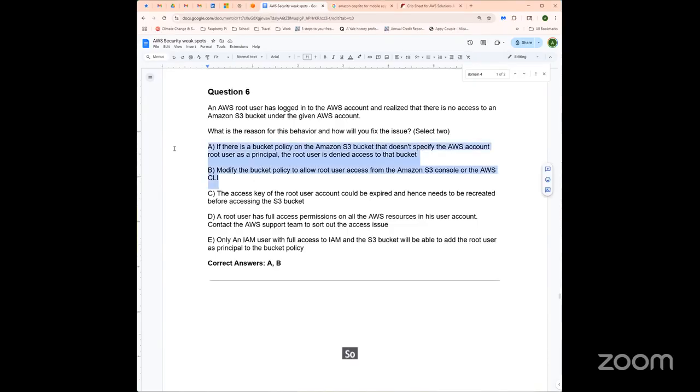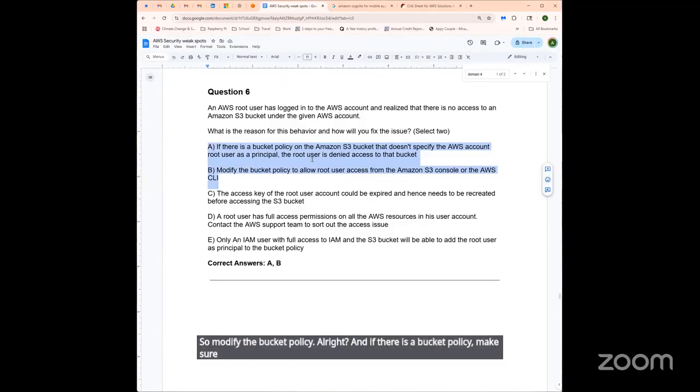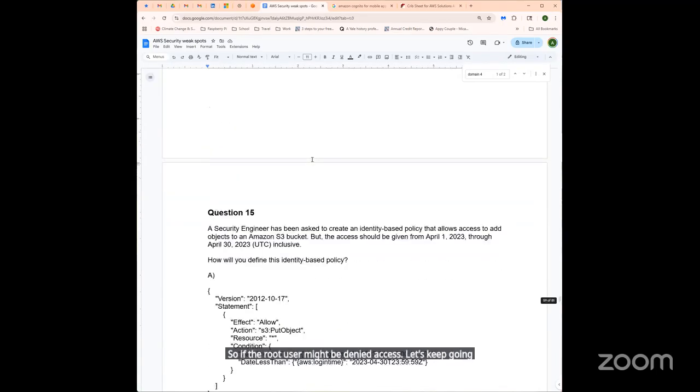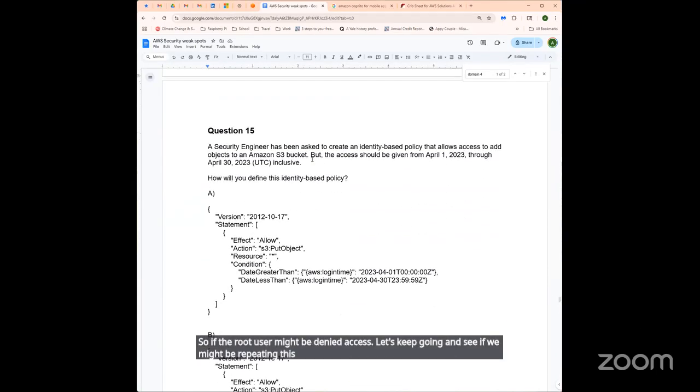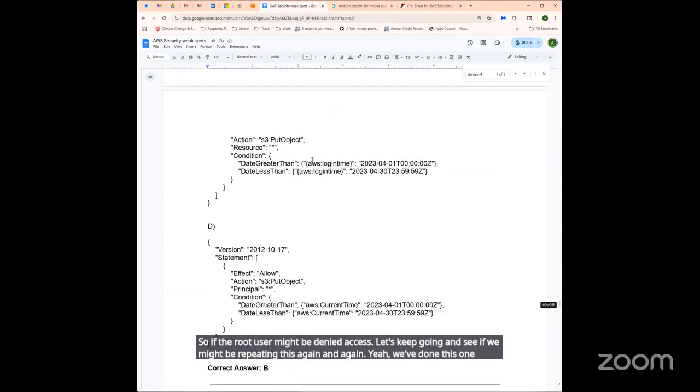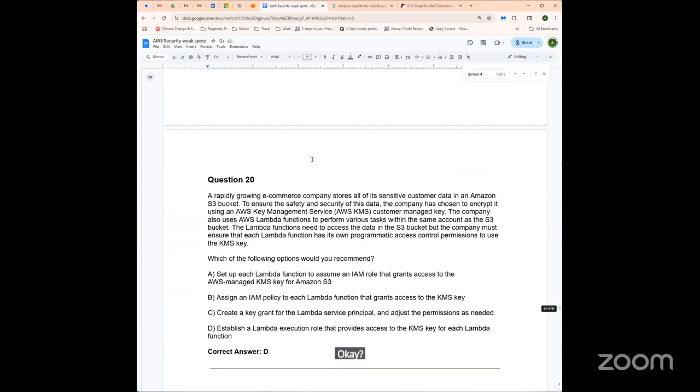So modify the bucket policy, all right? And if there is a bucket policy, make sure that it doesn't specify the specific AWS root. So the root user might be denied access. Let's keep going and see if we might be repeating this again and again. Yeah, we've done this one as well.